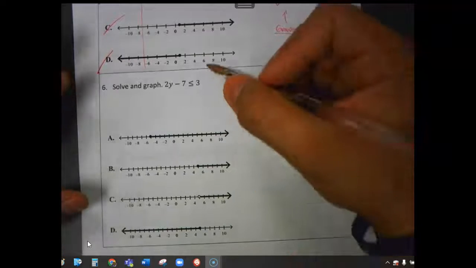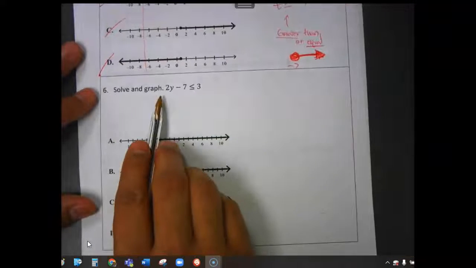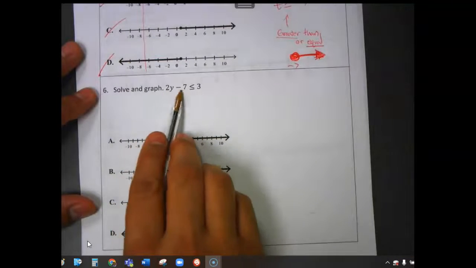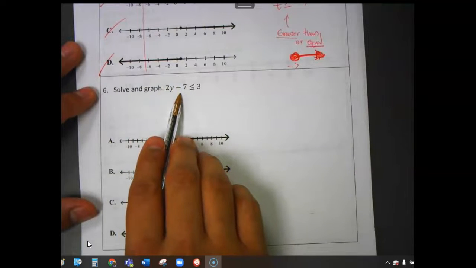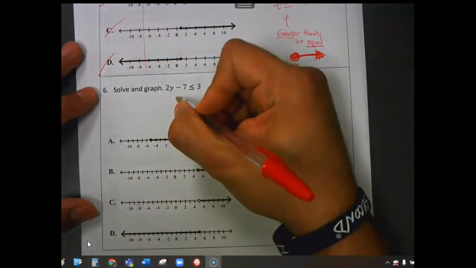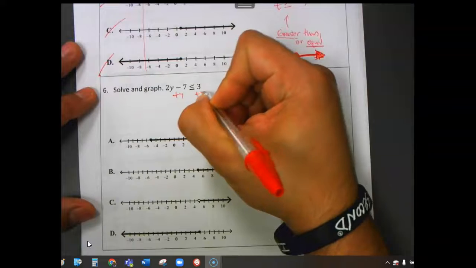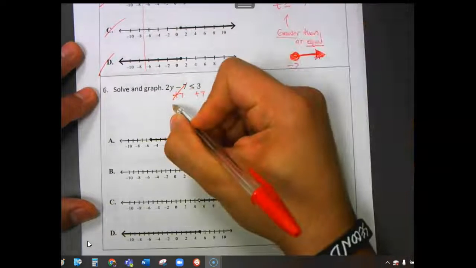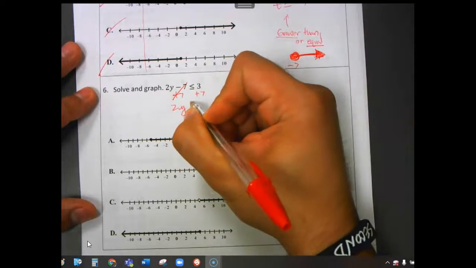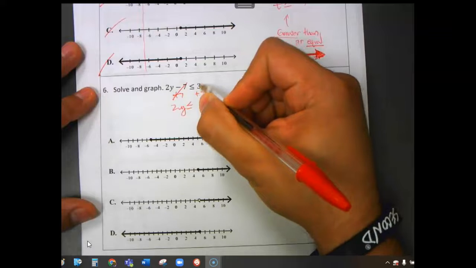All right, number 6, same idea. We can solve it from here. If I'm solving for y, do I get rid of the 2 or the minus 7 first? The minus 7. What's the opposite of minus 7? Plus 7. So bring down 2y, bring down the inequality, less than or equal to. 3 plus 7 is 10.